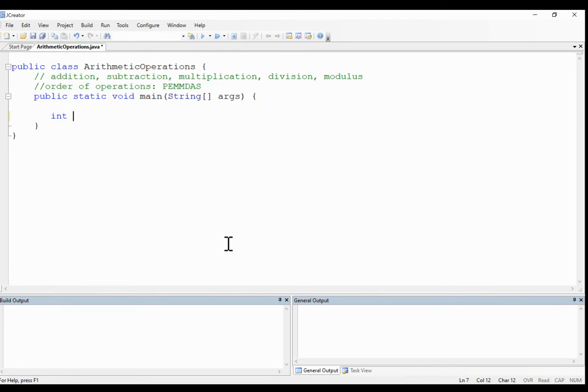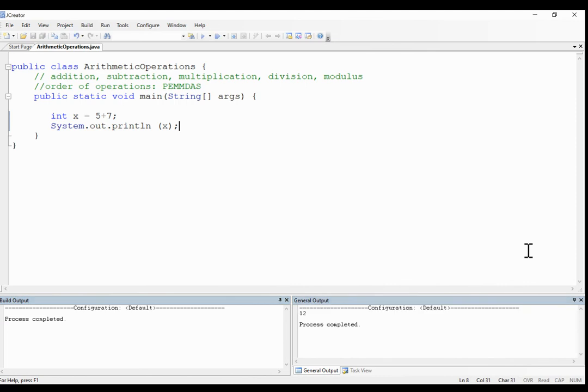Let's say we have a variable of type integer, and then we want to perform an addition operation. So, for example, 5 plus 7. So this is just like normal math. You just add these two numbers. So if I want to print the value of x after performing this operation, as you may expect, we're going to get 12. Okay.